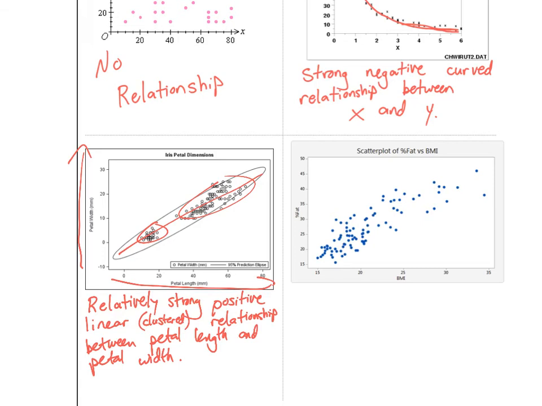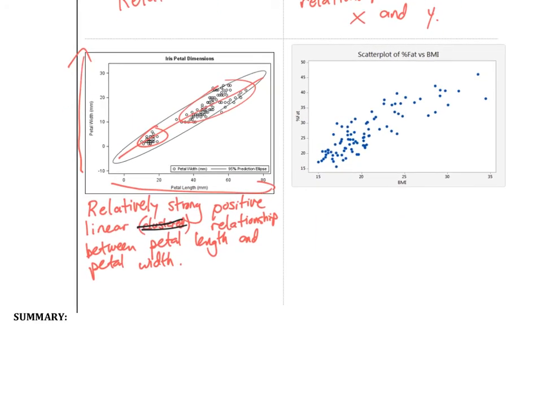So you could write that actually. There's another way you could say it, which might be a little better. This is fine. So if you have this written down, that's great. Or what I might do is you could actually cross out this. And another way we could say this, we could say relatively strong, positive, linear relationship between petal length and petal width. And then at the end, just say with clustering. That just means that the scatters are kind of clustered together. So that might be the best way to say it.